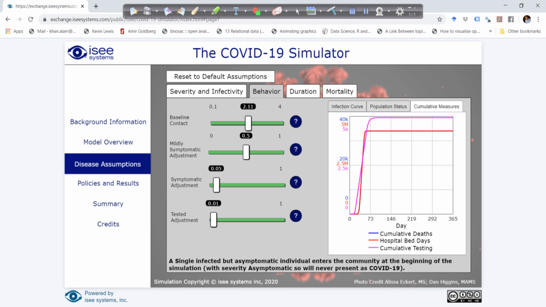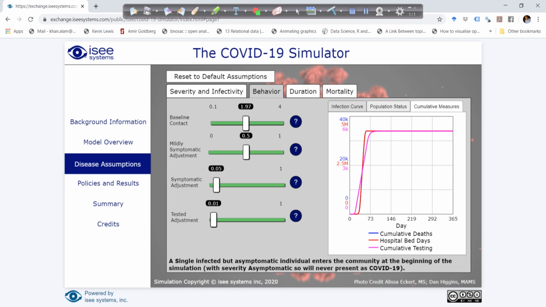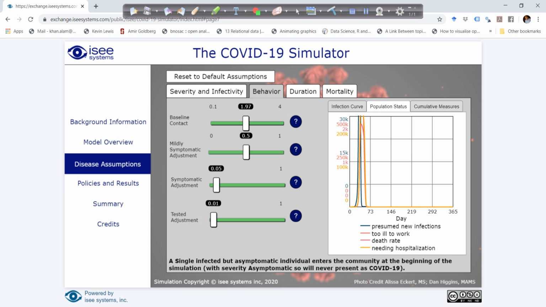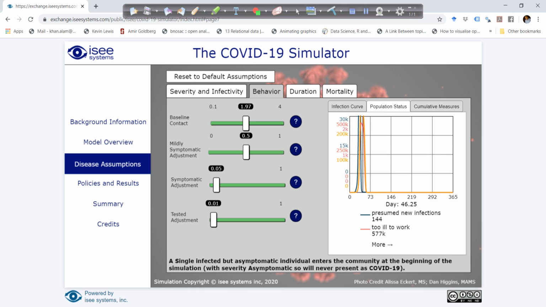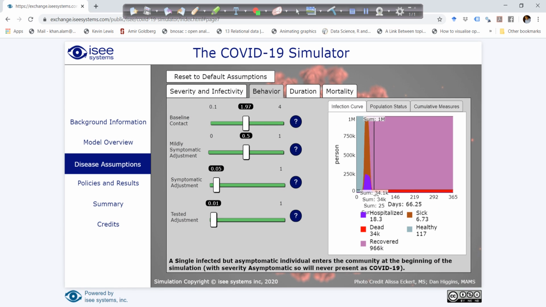Doubling this, say coming to 2 approximately, increases the rate at which the deaths go up and reach their peak. And if you look at the population status, this is actually prohibitively high. Even the infection curve looks quite bad. The amount of death is quite high here as well.